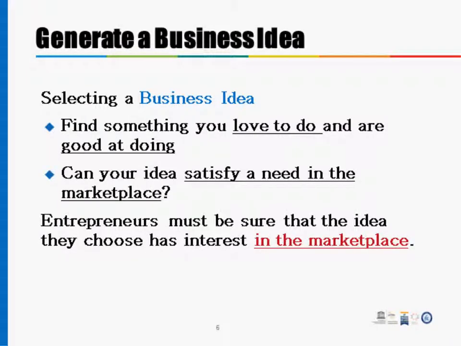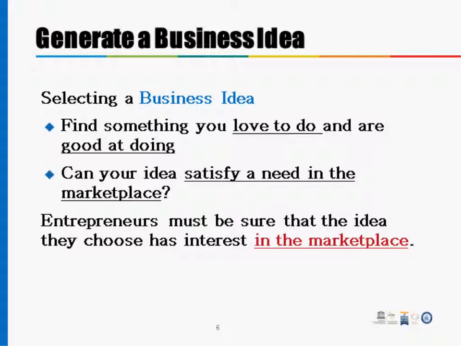The first step of your business planning is you need to select a very good, excellent business idea. I suggest you find something you love to do and you're good at doing. You should have the intention to develop such a product, and you like your job. And also you should have some technique and skills in doing the product development.